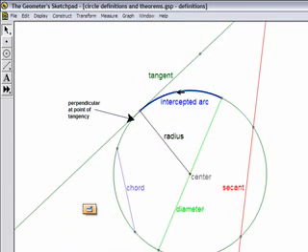And we have here what's called an intercepted arc. That's an intercepted arc. So here's a central angle because it has its vertex at the center, and it intercepts this intercepted arc.